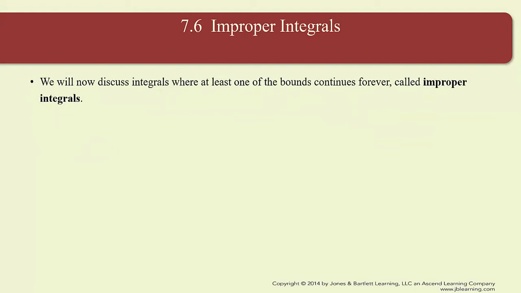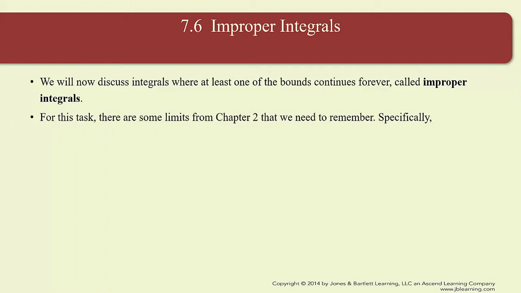So to get started here, as the title of the section says, improper integrals, that's what we're going to discuss in this section. There are two main ways to come up with an improper integral. We're only going to focus on one particular way, and it's where one of the bounds on our interval continues forever.